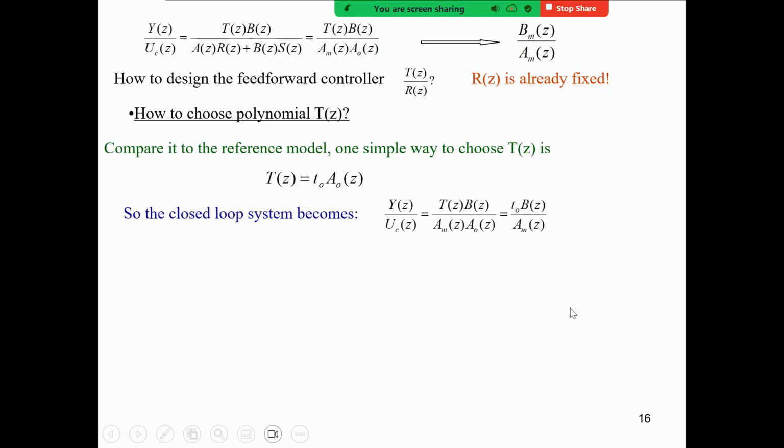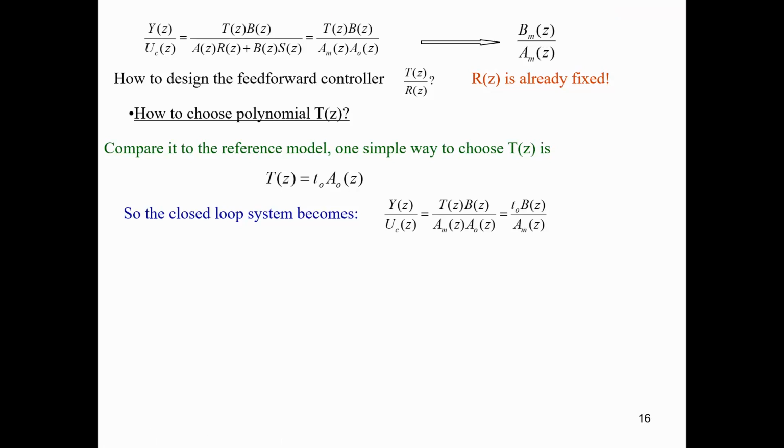Then why do we need this constant? Because if I design it in this way, AO will be cancelled out, and then I have this T naught B over AM. If I compare this one to the reference model, we know that the poles have been matched. There is a problem with the zeros, but let's say right now we don't want to match the zeros. I already matched the poles, but if we cannot match the zeros completely, at least I want to make the DC gain be the same.